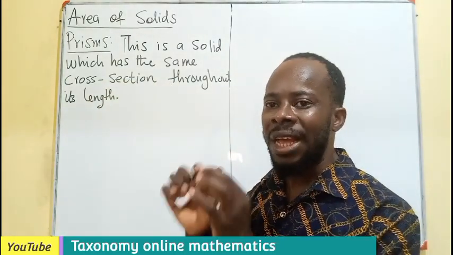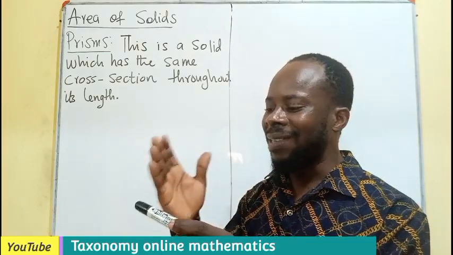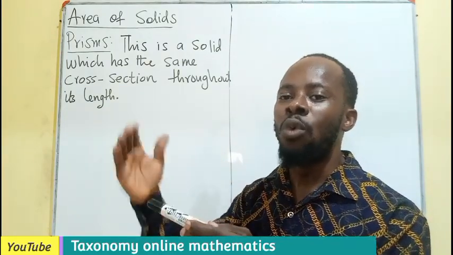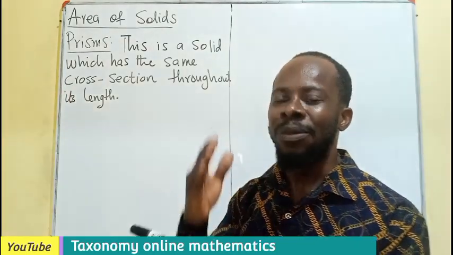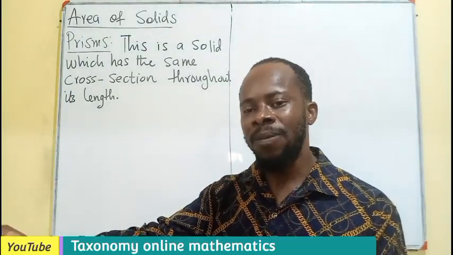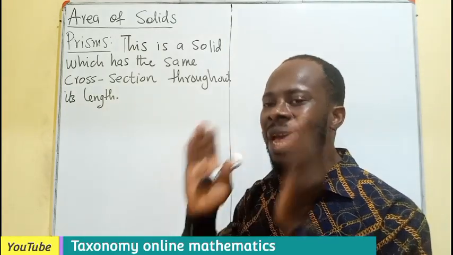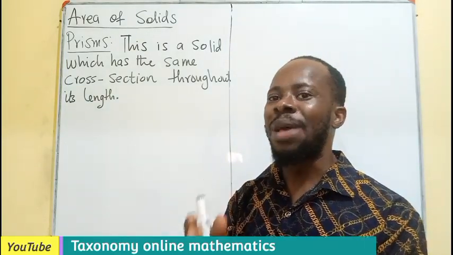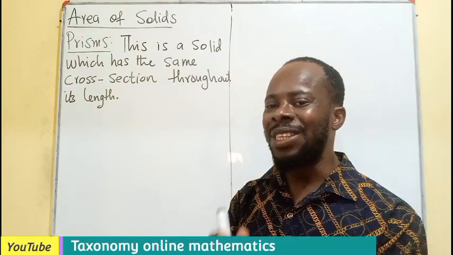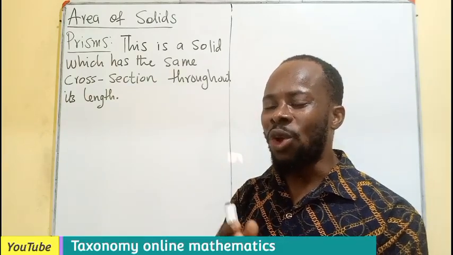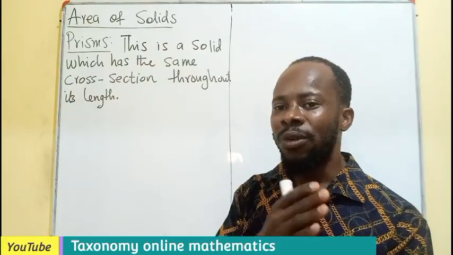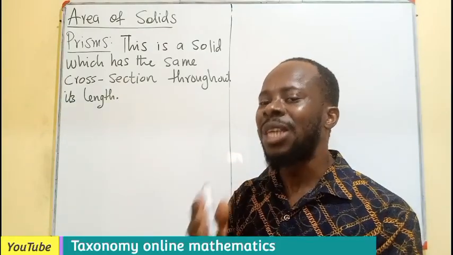Meaning if you take a solid and cut it into pieces, each of the pieces resembles each other, or each of the pieces is identical. In that case, you have a prism. A typical example is if we take a loaf of bread and slice it into pieces, you can see that each of the slices has an identical shape. They all have the same identical shape.